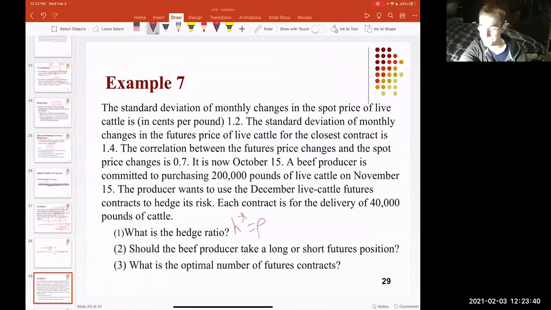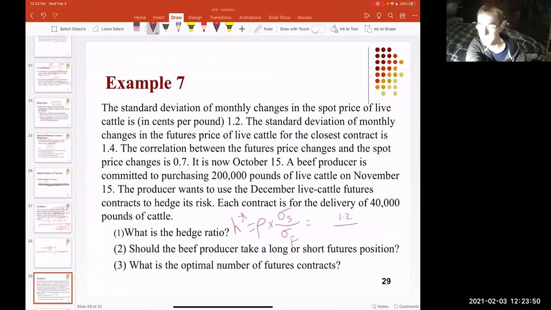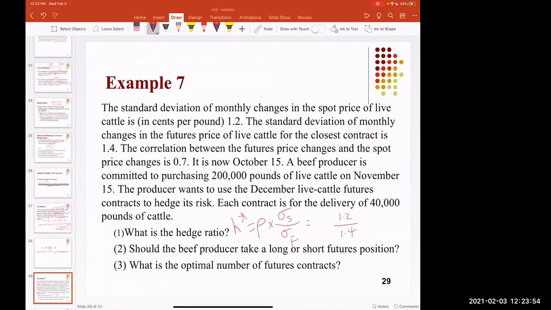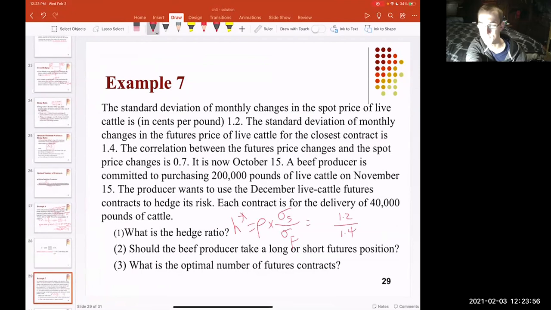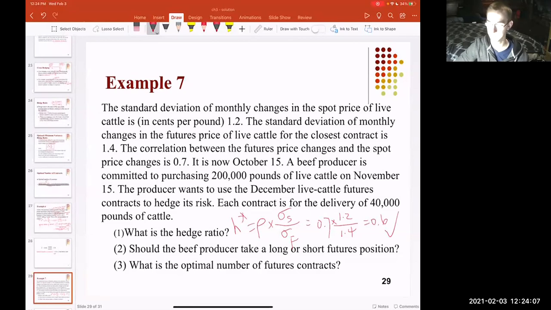Okay. So the standard deviation of the spot price was 1.2, 1.1. And the standard deviation of the futures price was 1.4. And the correlation value was 0.7. So what you're going to get is 0.6. That's correct. Good. Thank you. You're welcome.